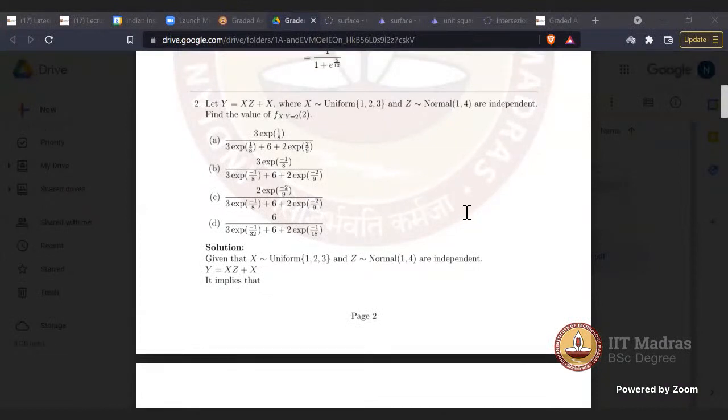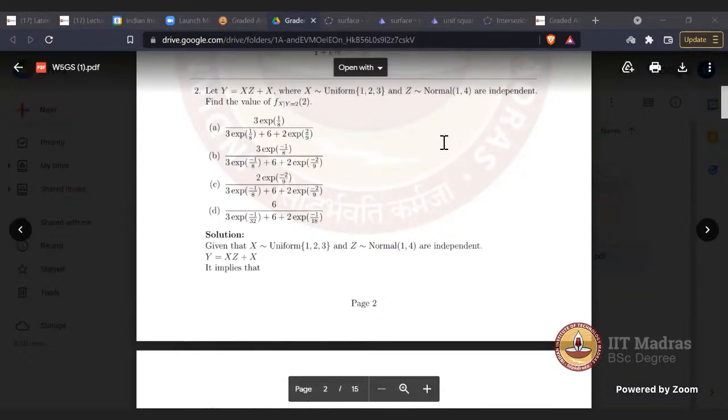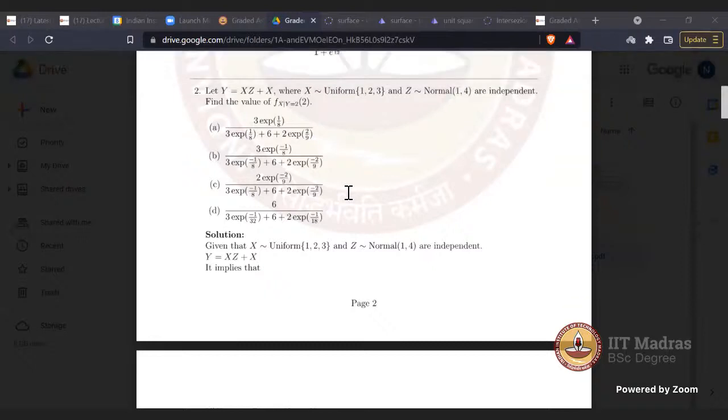This question. Yeah, this question. This is question number 2. So your random variable y is given by xz plus x, where x is uniform in 1 to 3 and z is normal. And it is given that x and z are independent. So you have to find the value of x given y equals 2. So what is x given y equals 2? It is going to be the probability that x equals 2, y equals 2, divided by the probability that y equals 2.